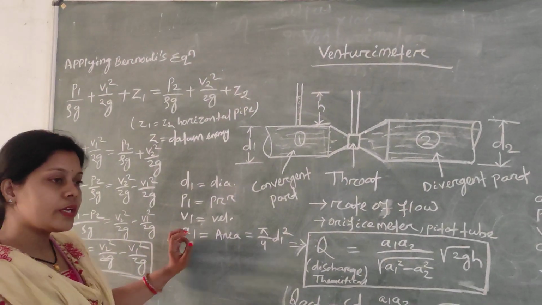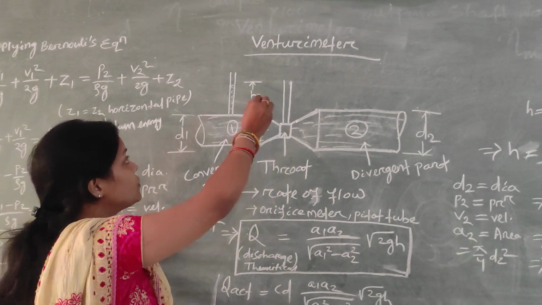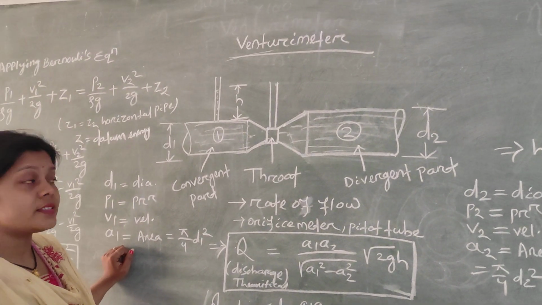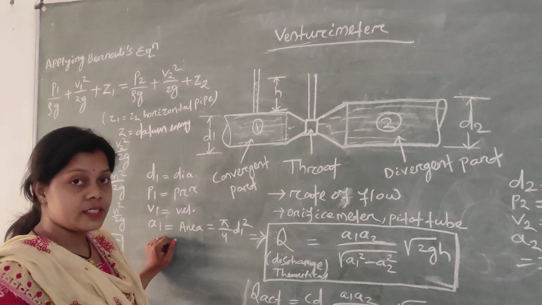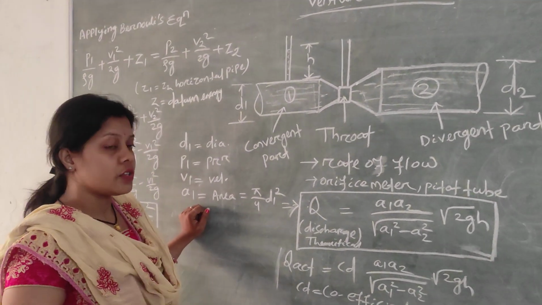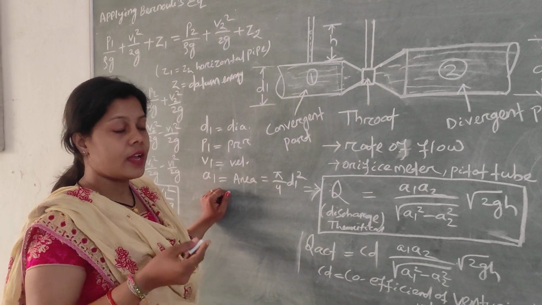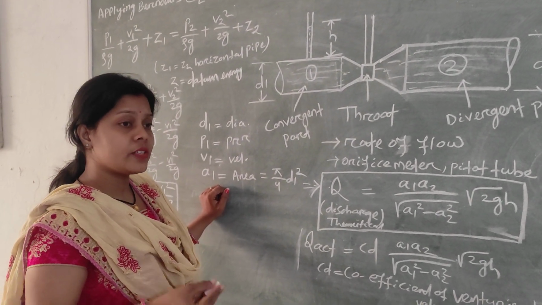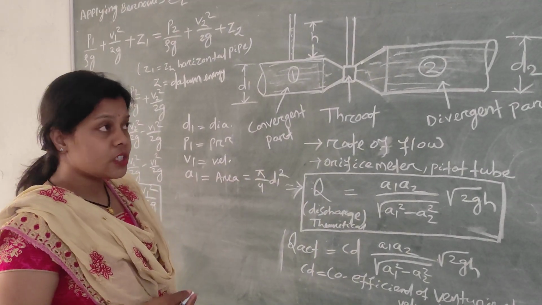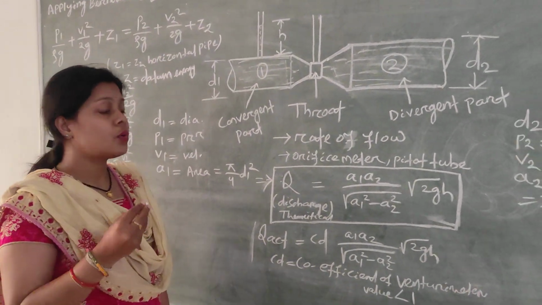So before going into the details of the topic, first we have to know about venturimeter. What is venturimeter? Venturimeter is a mechanical measuring instrument through which the flow, or the rate of flow, can be measured. There are other apparatus too, like orifice meter and pitot tube. But how does venturimeter work effectively to measure the flow through a pipe?